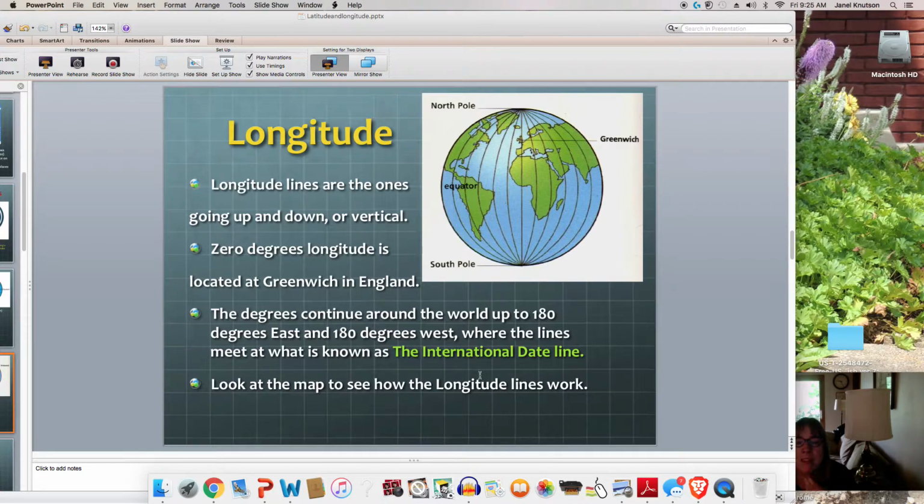Look at the map to see how the longitude line works. So, if we go this way, east of Greenwich, we can go up to 180 degrees east. If we go this way, west of Greenwich, England, we go west 180 degrees.